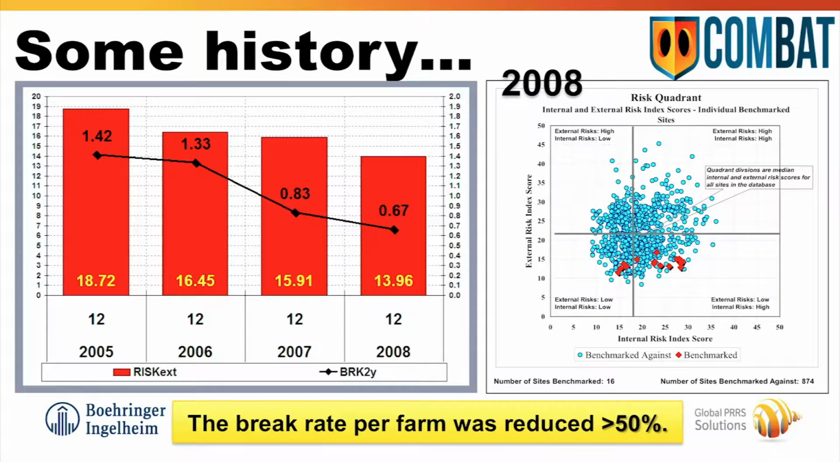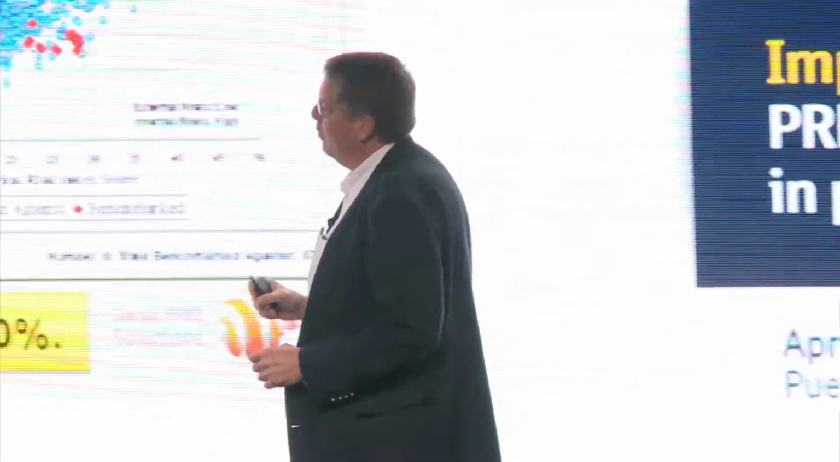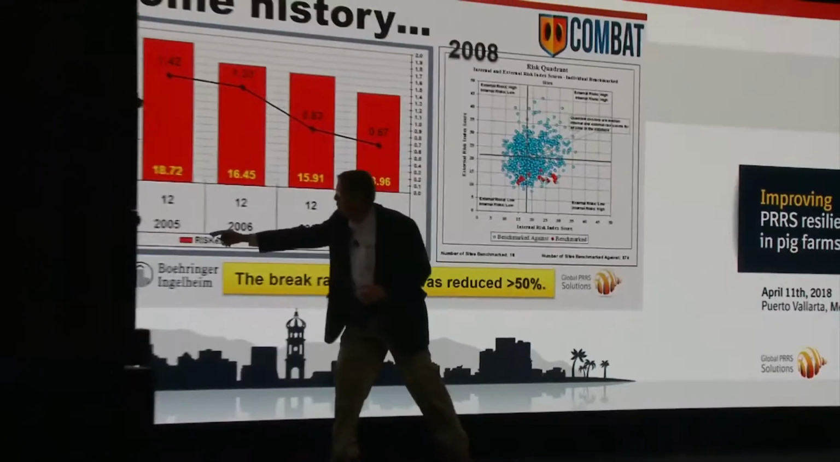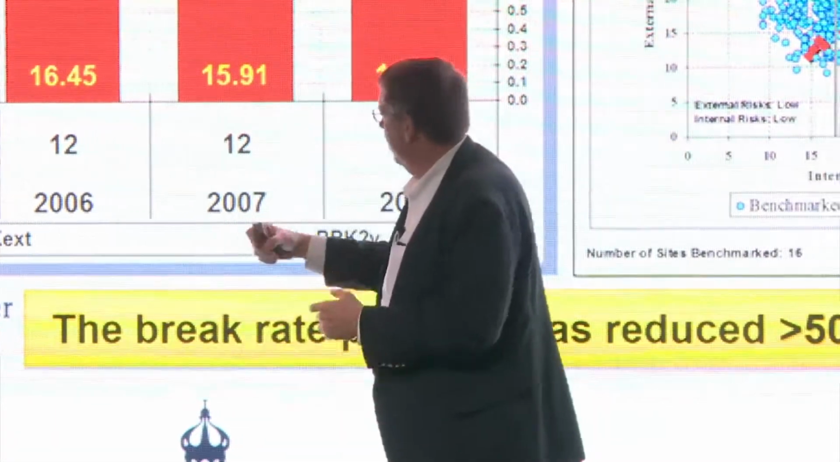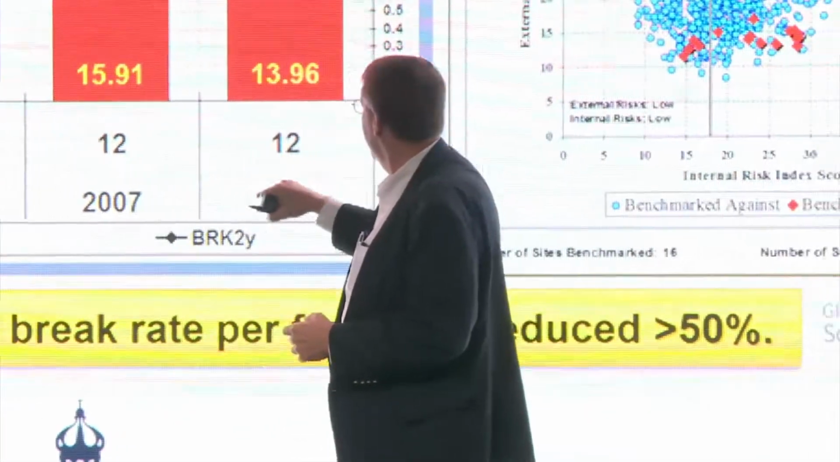Now, other than just an interesting looking graph, that doesn't really mean a lot until you equate it to, does it help you reduce your PERS breaks? The chart on the left represents the external risk score that was reduced over a period of 4 years for the 12 farms. The black line is the break rate for a 2-year period. So this would be the break rate for 2004 and 5, 5 and 6, so it's a rolling break rate, 6 and 7, 7 and 8.